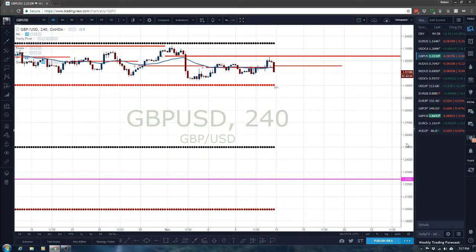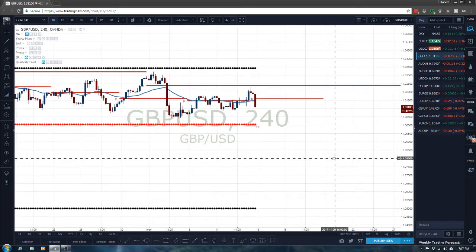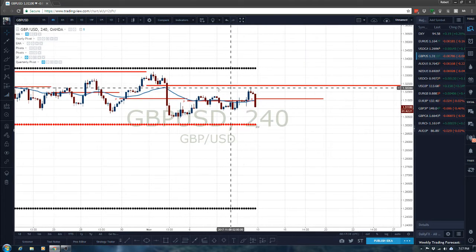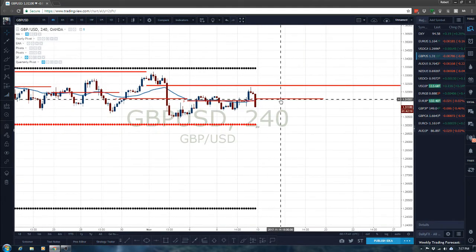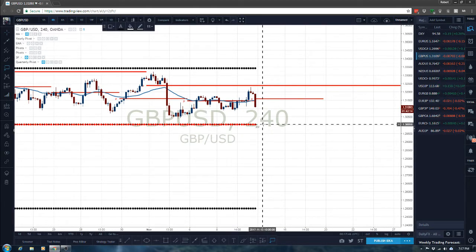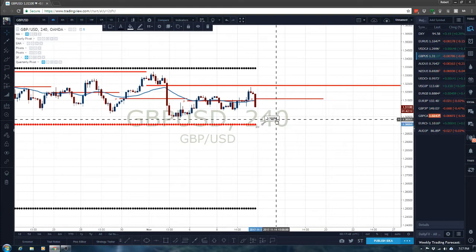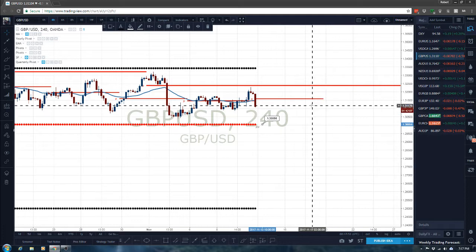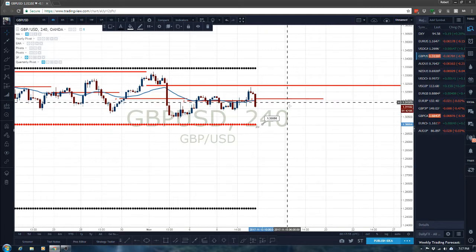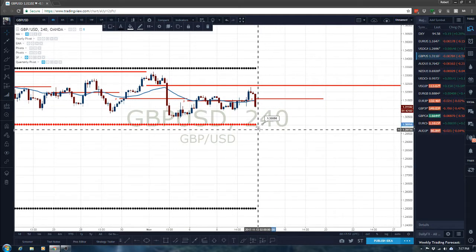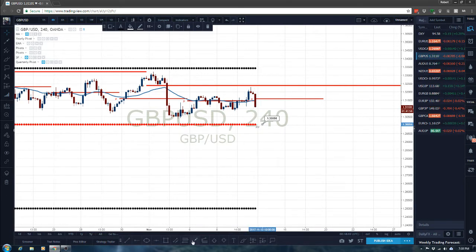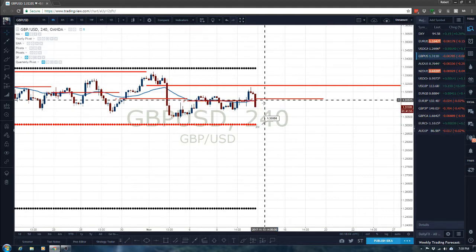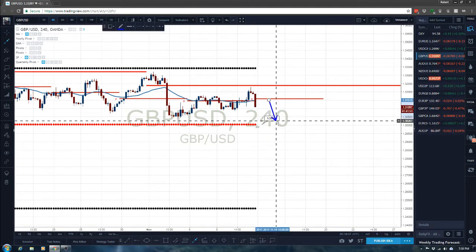Alright, pound dollar. Pound dollar came up, tested the monthly pivot, and has already started heading lower. Price is currently below the weekly pivot. Our first level of support is going to be right here at the yearly pivot at the 1.300 line. While below the weekly pivot, continue to look for price to head lower to test this pivot point. If we get below this pivot, I'd expect pound dollar to continue to head lower. But as of right now, while below, look for price to head down, test the yearly pivot.